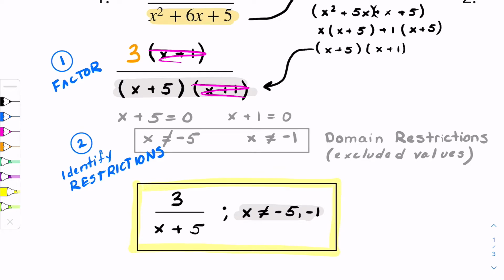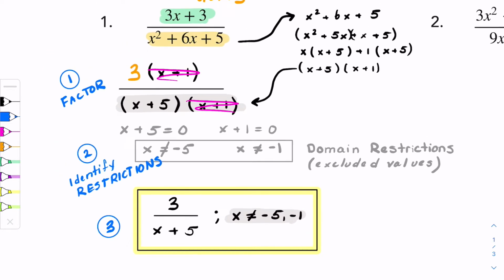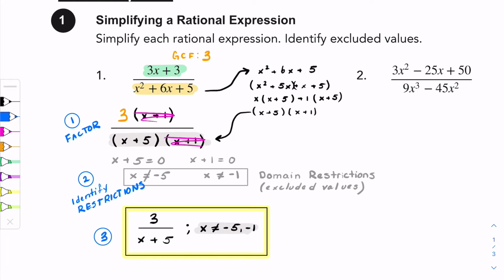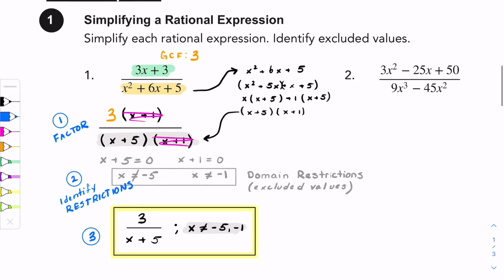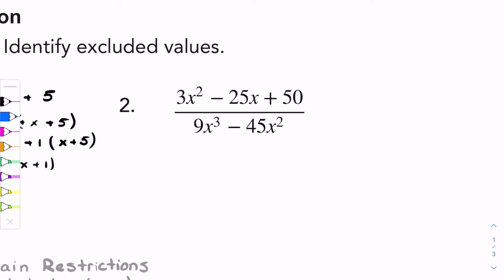Remember, those domain restrictions are values that would create a 0 in the denominator, which we do not want. And that was step 3. Now let's take a look at number 2, which is definitely a more complex problem. We have a numerator of 3x squared minus 25x plus 50 divided by 9x cubed minus 45x squared.